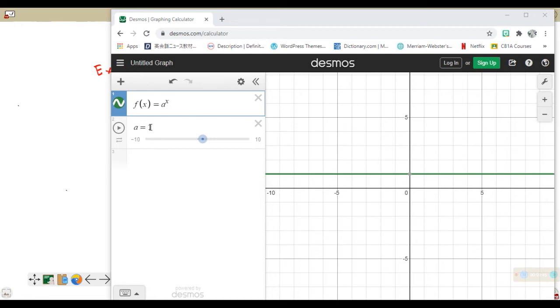So, if you will take notice, if your a is equal to 1, you will end up with a linear function. And specifically, this is a constant function. A constant function with 1 as the constant. So, hindi na siya exponential function.